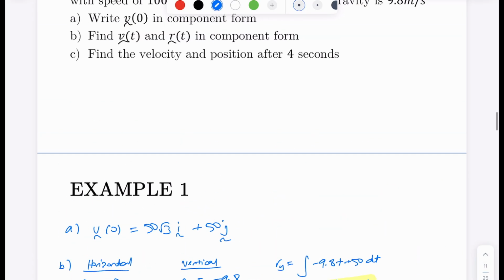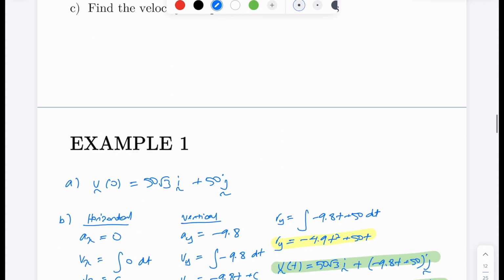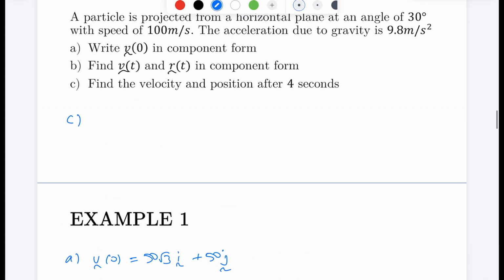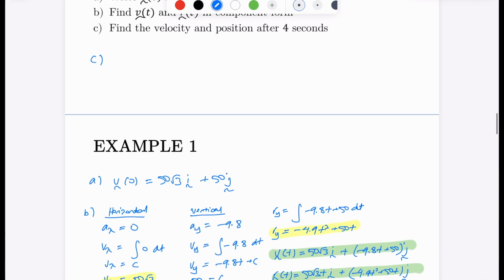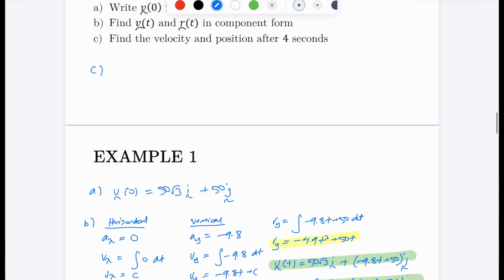Okay, the last part is to just figure out the velocity and position after 4 seconds. So I'll do that up here because we're kind of out of space down there, and I'll zoom out a little bit. To figure out the velocity at 4 seconds, all I need to do is plug in 4. So let me plug in 4 into my equation here. So I have 50 root 3 i. That won't change over time. It's constant, as you remember from the previous slides.